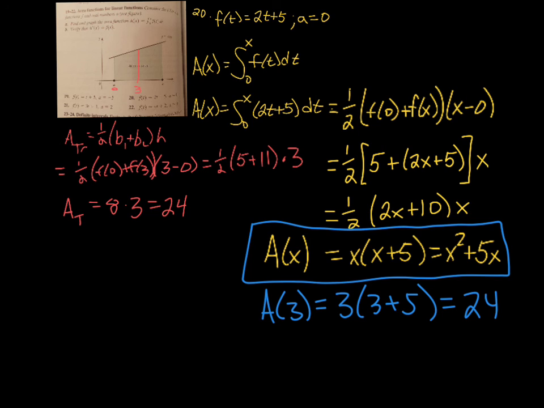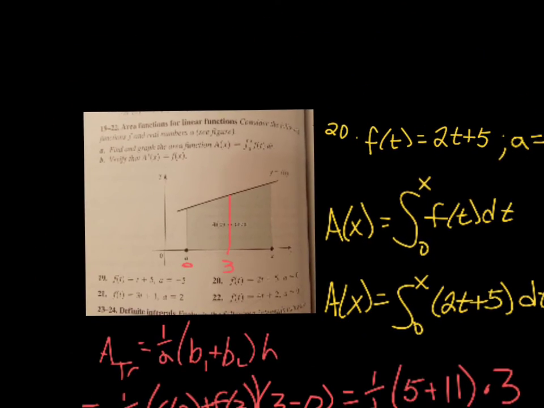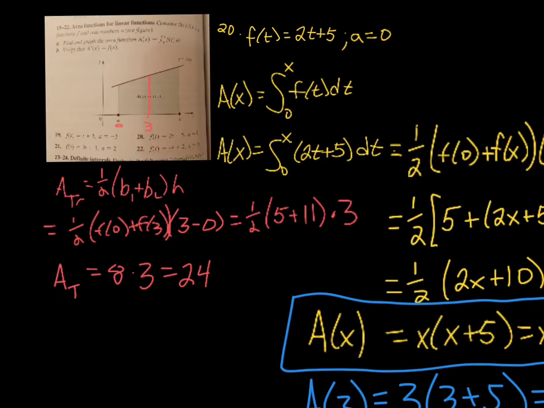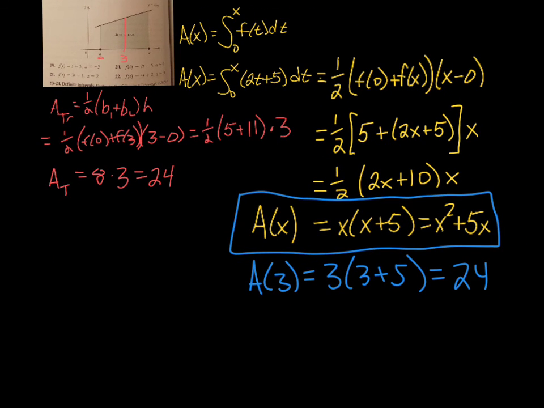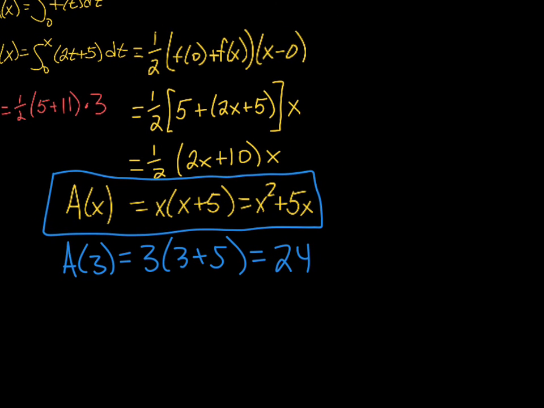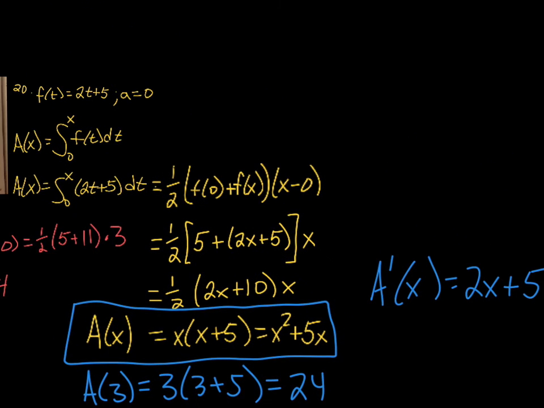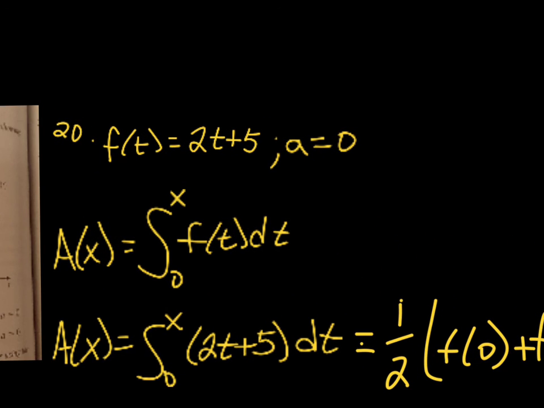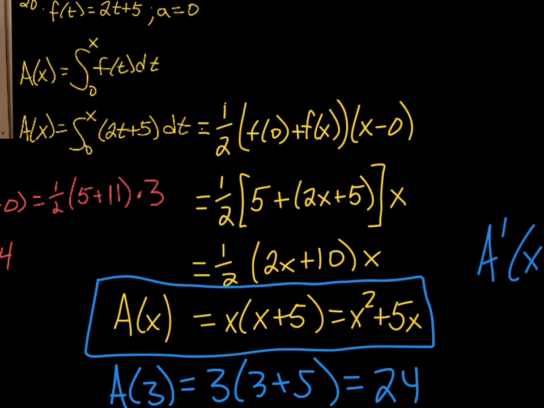Now, that was part A. We just did part A, and then part B says verify that the derivative of that is actually f of x. So if we're finding the derivative, we get 2x plus 5, which is the same with just a different variable of our original function. Aha! This is where the connection comes in.